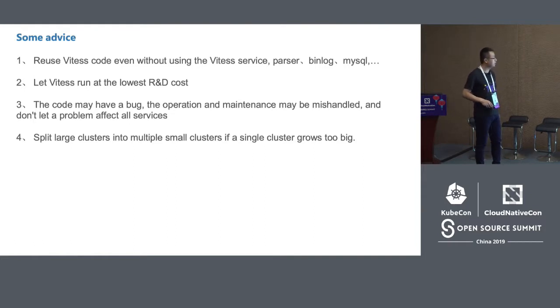Now, my fourth advice is to split large clusters into multiple small clusters. JD is using the largest Vitess cluster in the world. If you are walking in advance, taking the lead, you will encounter problems that no one else has encountered. If you don't want to invest in R&D to solve the problems, you can split your large clusters into multiple smaller ones to avoid unexpected issues.